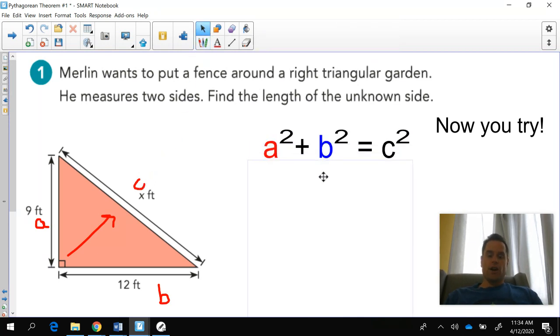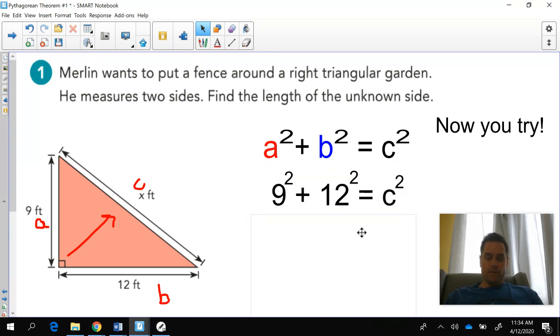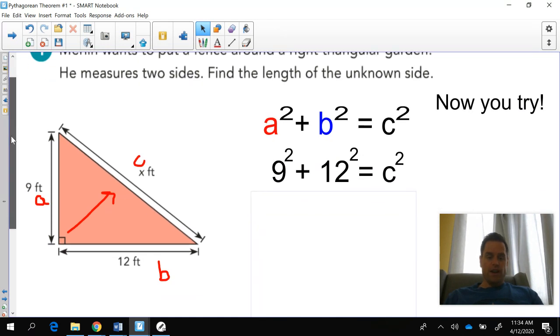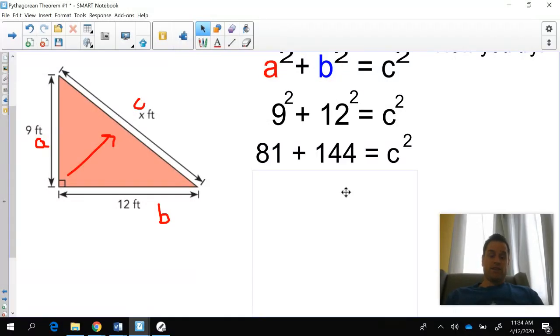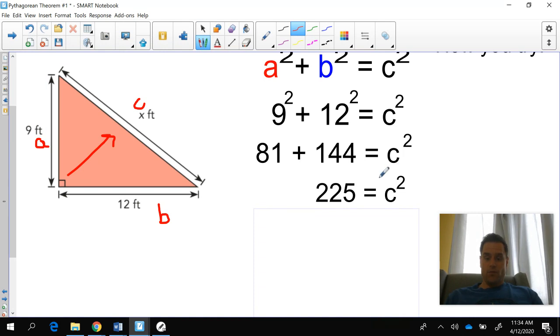So again, we always plug in our formula, A squared plus B squared equals C squared. Again, this only works with right triangles. Very important to know this only works with right triangles. And we're going to plug in these values: 9 squared plus 12 squared equals C squared. Okay, so far so good. And we're just going to make that 81 plus 144 when you square the numbers, equals C squared. And then when you add those together, it's going to be 225 equals C squared.